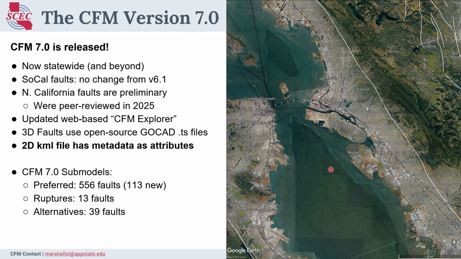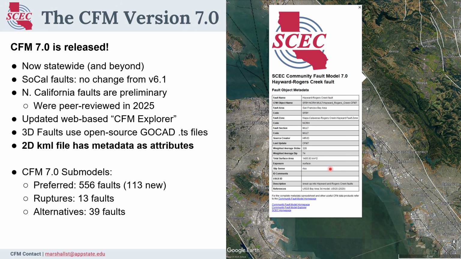So we're looking over here at the Hayward Fault. If you click on a fault, the metadata from the CFM pops up automatically that tells you all the different facets that help define that fault, like its average dip and its strike, what references it's based on, any notes. These are all attributes in the KML, so if you use QGIS, you should be able to load these attributes in QGIS as well. So we hope this is useful to you.